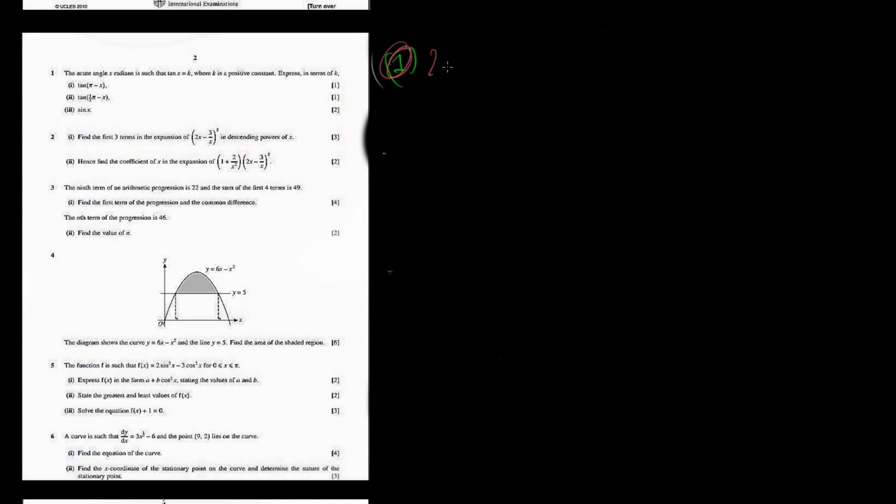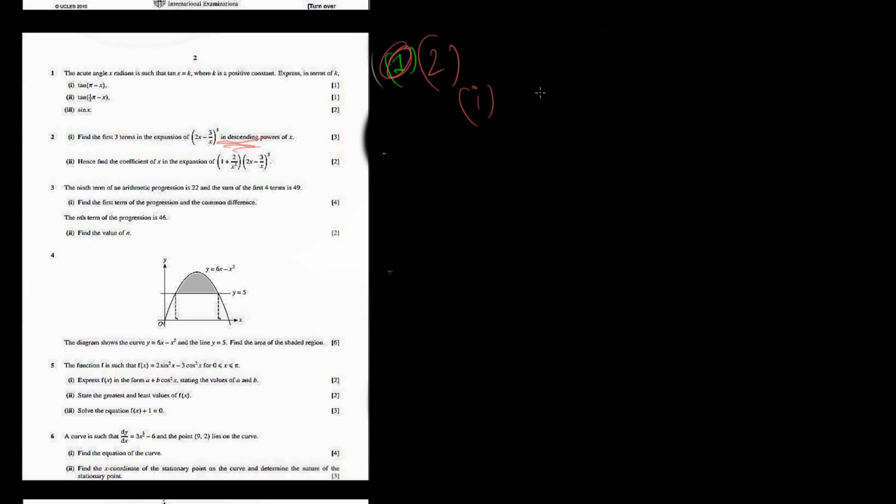Anyway, moving on. Question number 2. Find the first 3 terms in the expansion of. Okay, so we have to use binomial expansion to expand our term. However, the question says to expand in descending order. That means we have to expand, but from 5 to 0 rather than 0 to 5, with respect to the power of 2x, which is a in this case.